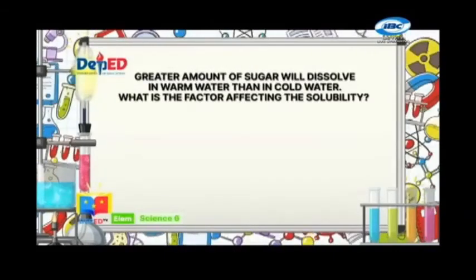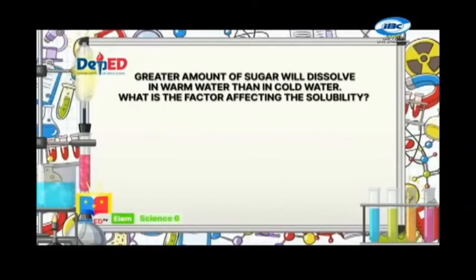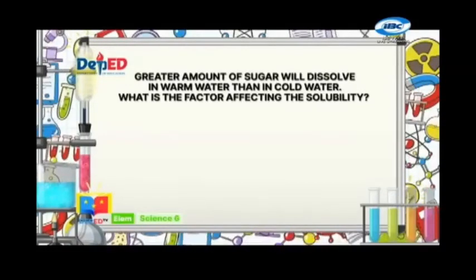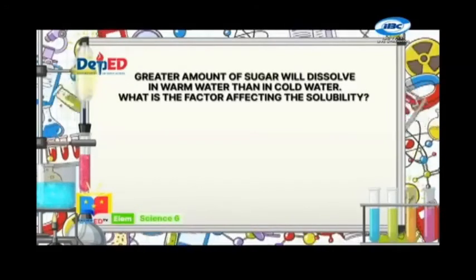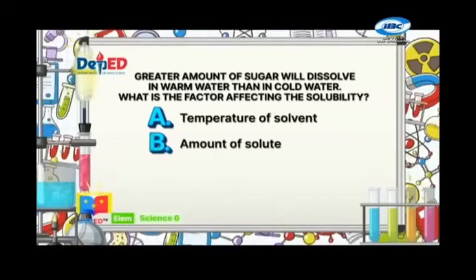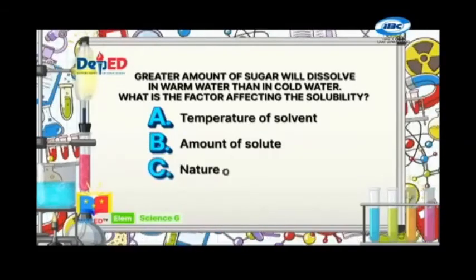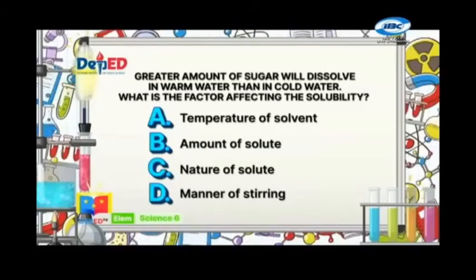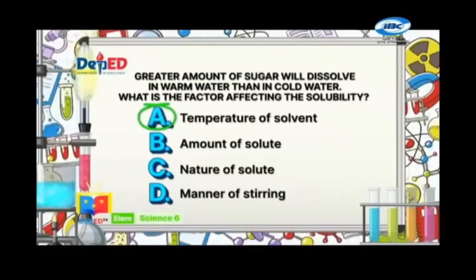Number 3, a greater amount of sugar will dissolve in warm water than in cold water. What is the factor affecting the solubility? A, temperature of solvent. B, amount of solute. C, nature of solute. Or D, manner of stirring. The correct answer is A, temperature of solvent.